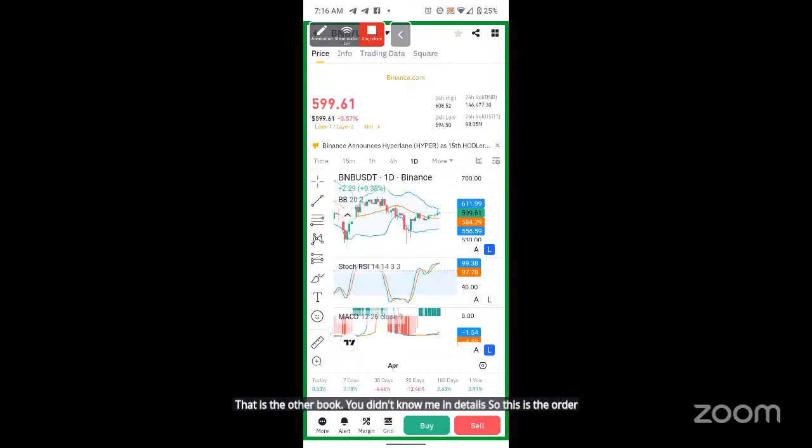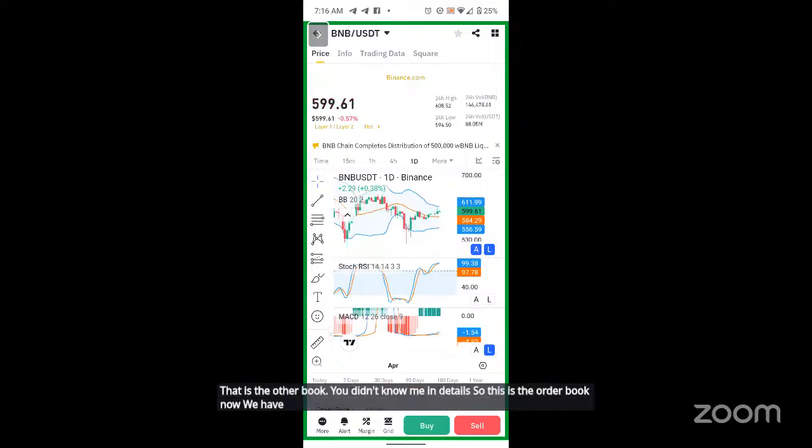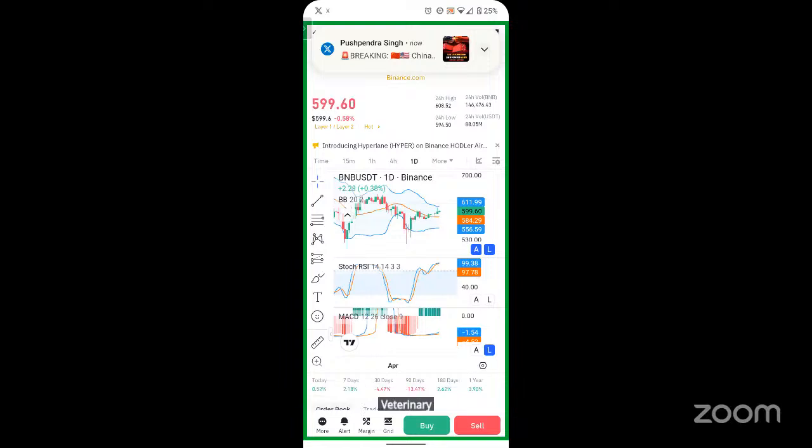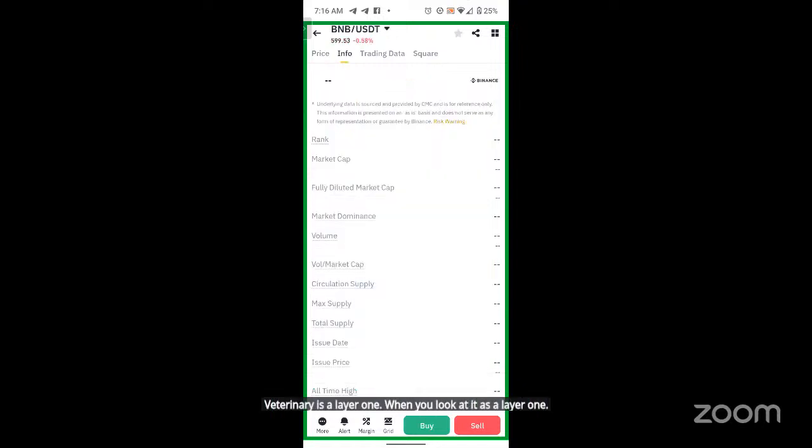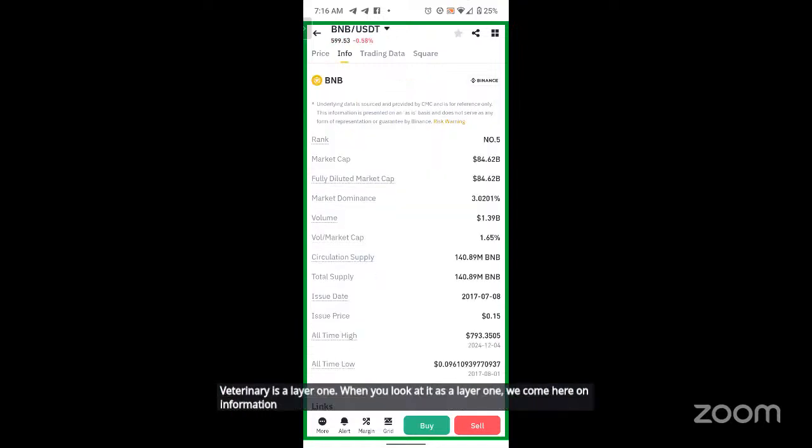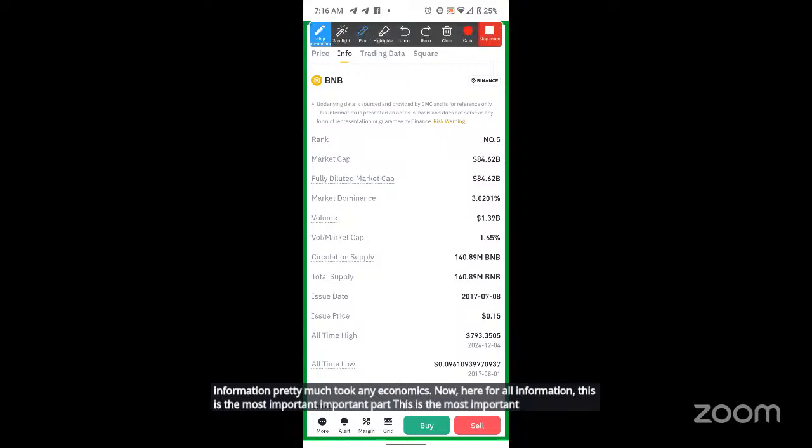Now, we have looked at Binance.com. We have looked at it being a layer 1. When you look at it as a layer 1, you come here on information, token economics. Here on info, this is the most important part on a coin.